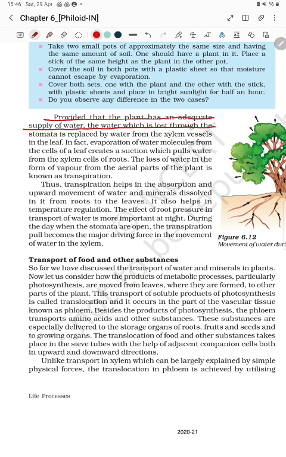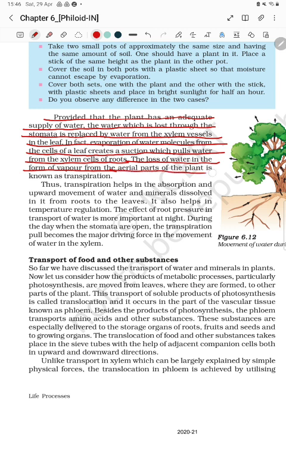The water which is lost through the stomata is replaced by water from the xylem vessels in the leaf. In fact, evaporation of water molecules from the cells of the leaf creates suction which pulls water from the xylem cells of the root. The loss of water in the form of vapor from the aerial parts of the plant is known as transpiration. Thus, transpiration helps in the absorption and the upward movement of water and minerals dissolved in it from the roots to the leaf. It also helps in temperature regulation.